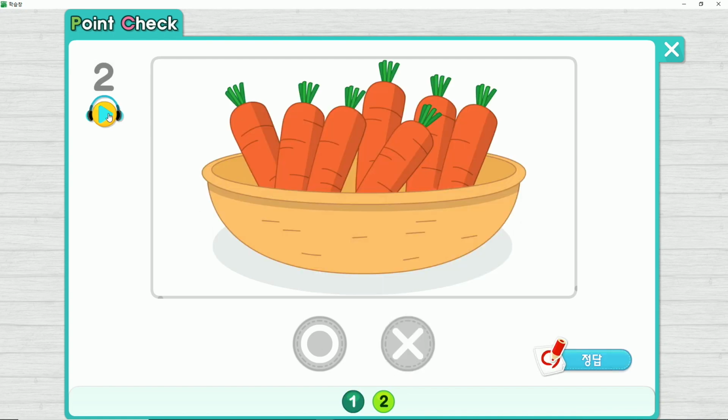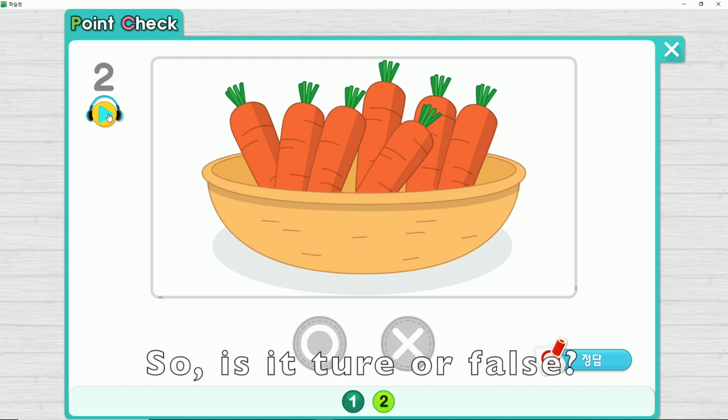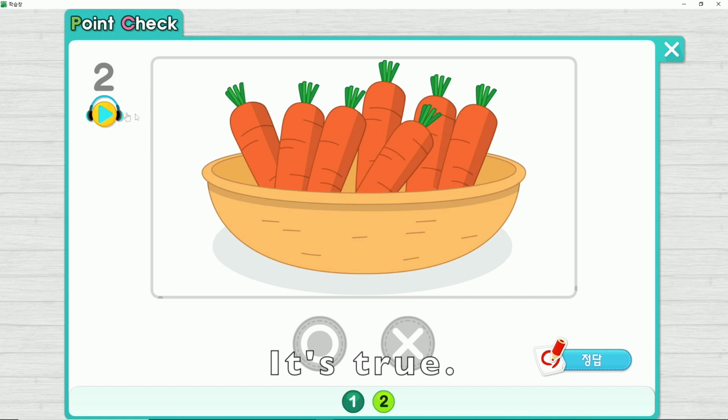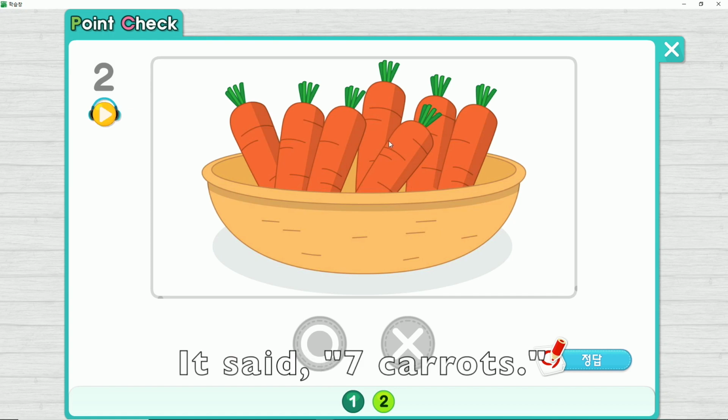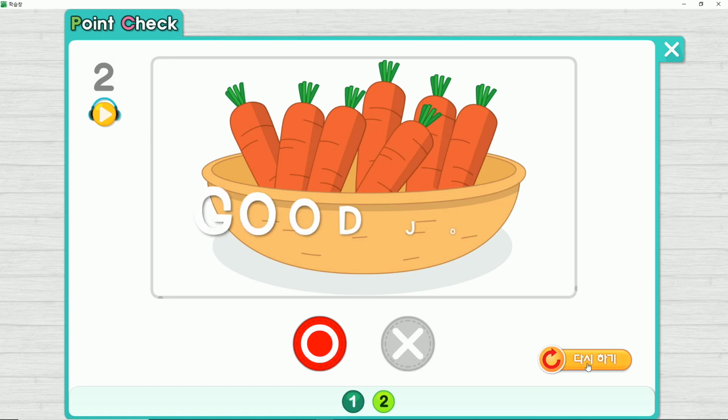How many carrots? 7 carrots. Okay, is it true or false? It's true. 7 carrots. Good job.